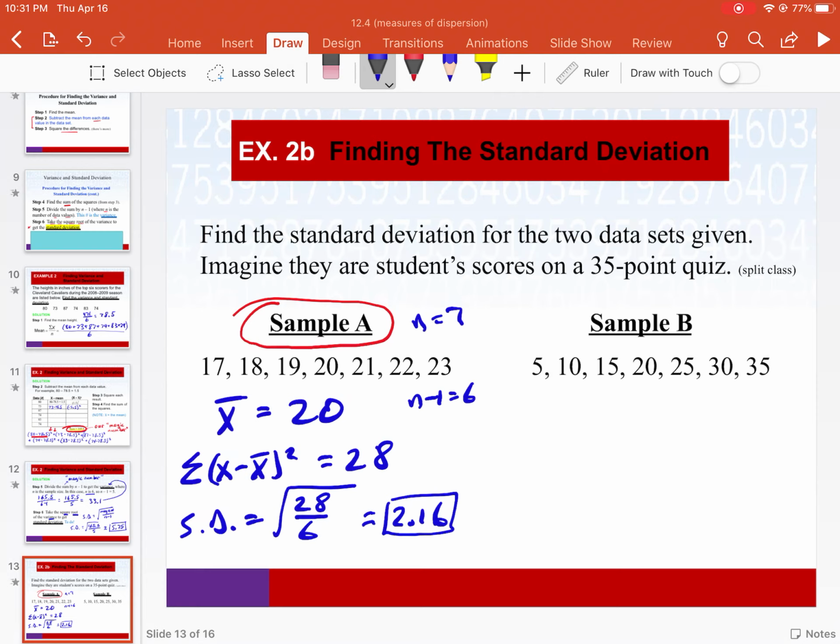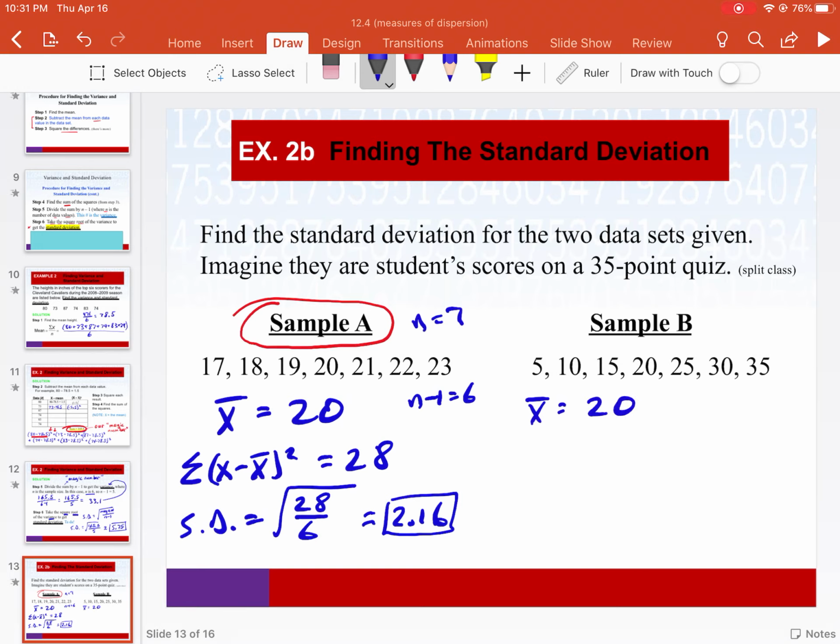So I'm going to work through sample B with you. This is the last time we're going to go through every step. I'm going to kind of combine it on the calculator, and you just kind of work along with me, okay? So go ahead and do the mean. The mean would be 5 plus 10 plus 15 plus 20 plus 25 plus 30 plus 35 divided by 7. All right. And if you do that correctly, guess what? You get a mean of 20.